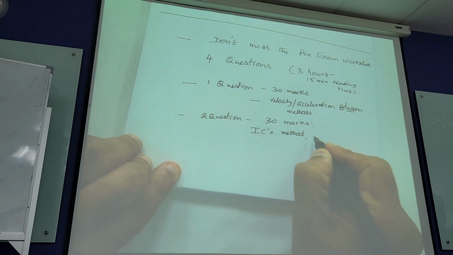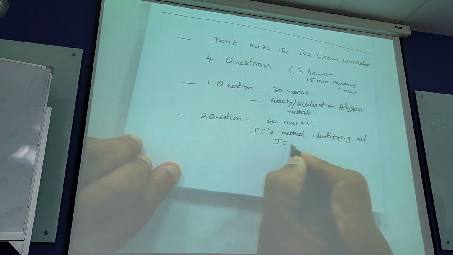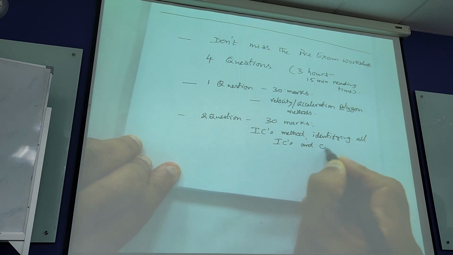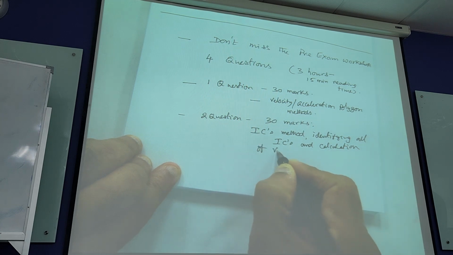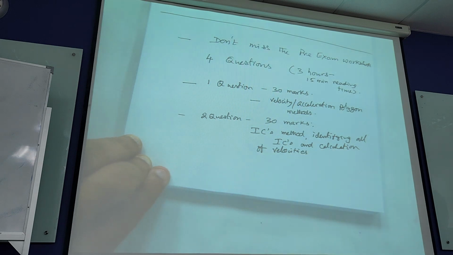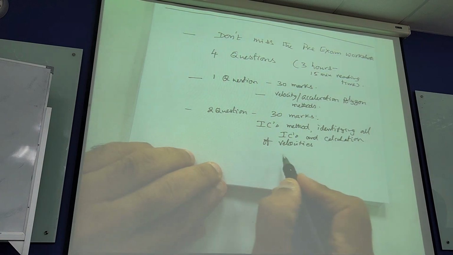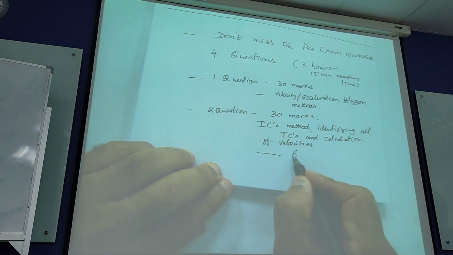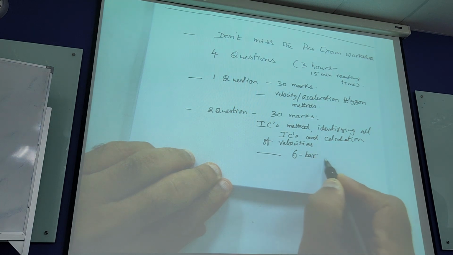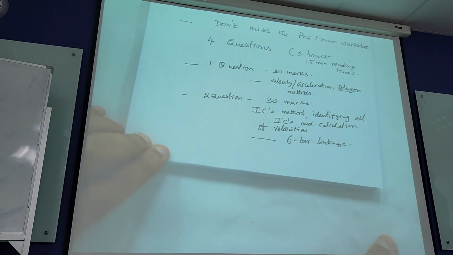Okay, IC's method: identifying all ICs and calculation of velocities of only 1 or 2 points, so you are not calculating velocities for many points. As a rule, it will be a 6-bar linkage mechanism. So don't expect any 4-bar linkage mechanism.